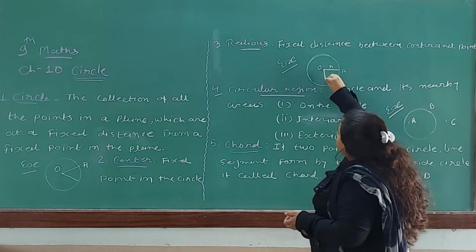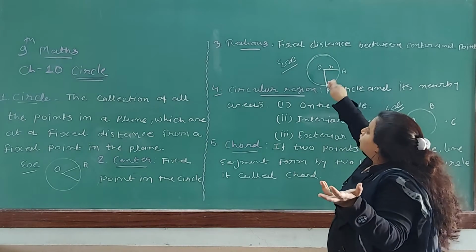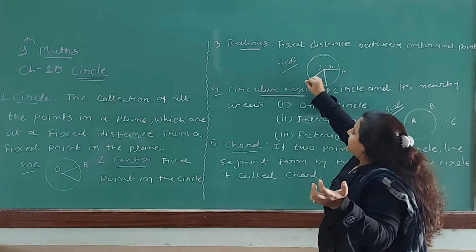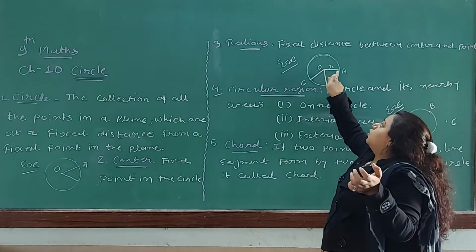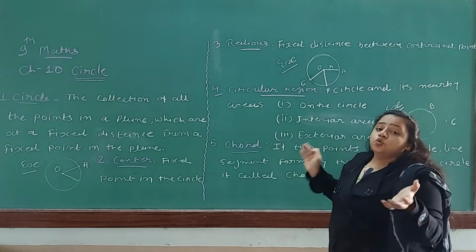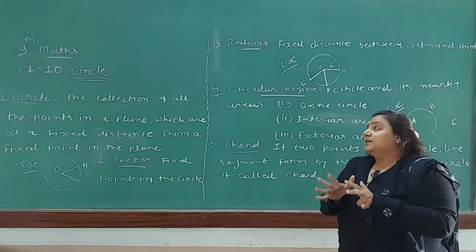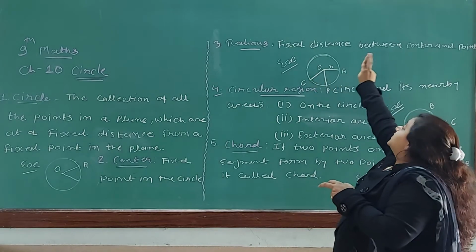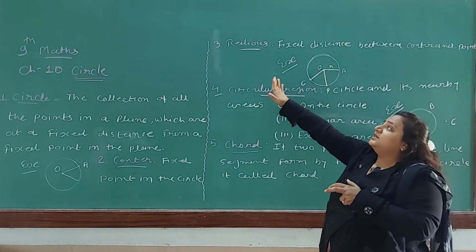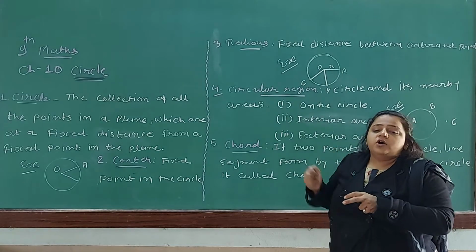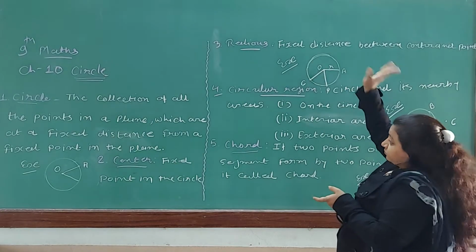If I form another point B, then also OA equals OB because it is the radius. If I form C, then it is also equal. OA equals OB equals OC. I mean to say that the radius will remain the same. So the fixed distance between the center and a point on the circle is known as the radius of a circle. An example is given over here.